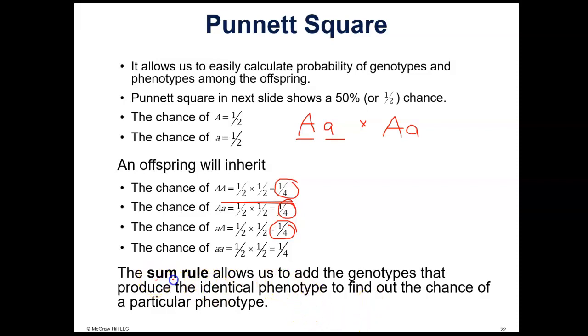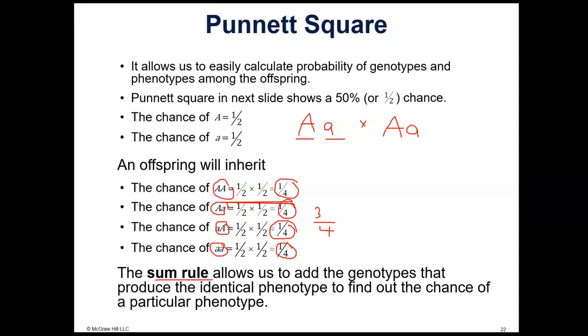And the sum rule allows us to add the genotypes that produce the identical phenotype to find out the chance of a particular phenotype. So we know that big A, little a, and little a, big A, and big A, big A all are going to give us the same dominant phenotype. So if we add them all up, the sum rule, we get 3 out of 4. So it's a 3 out of 4 chance that we're going to get offspring with the dominant trait, and a 1 out of 4 chance that we're going to get offspring with the recessive trait.